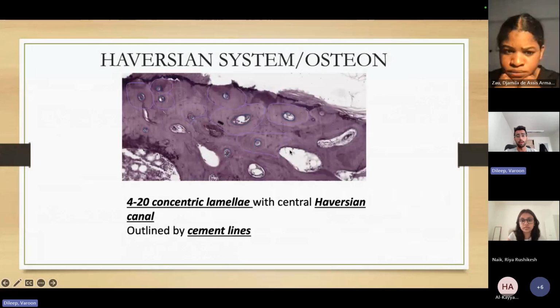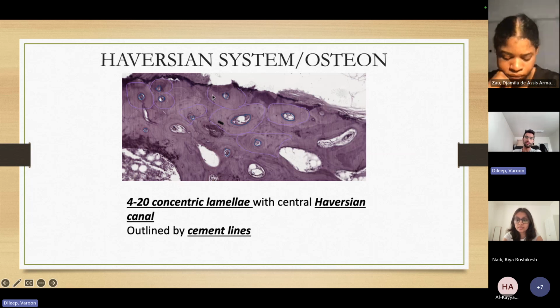So yeah, here. The white holes which you see here are called Haversian canals or osteon, and surrounding them are these 4 to 20 concentric lamellae which are arranged around it. And what limits this Haversian system are these lines, which are called the Smith lines, which separate one system from another.